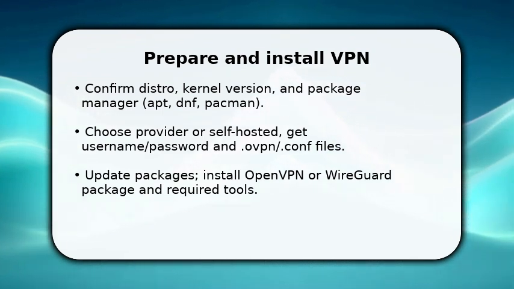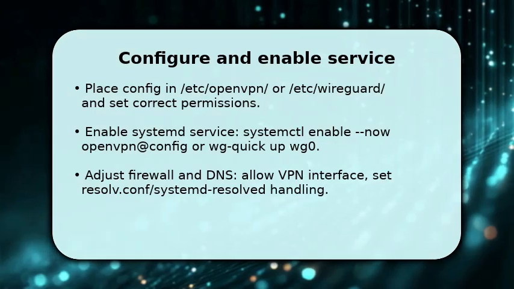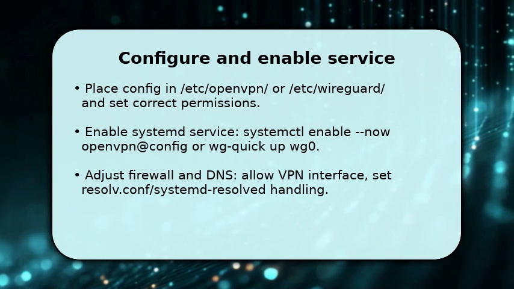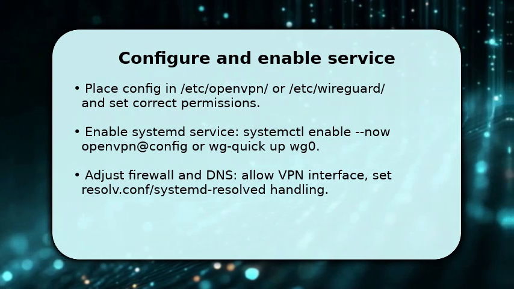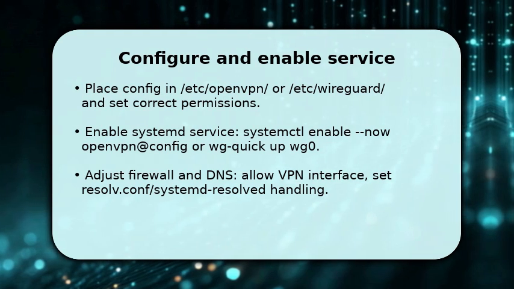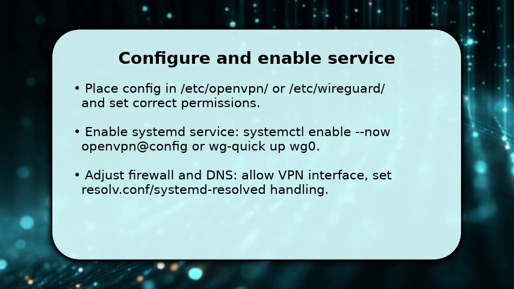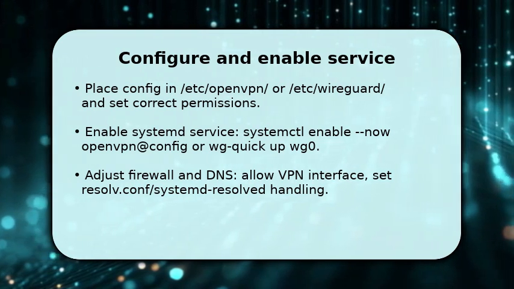and starting services. Now move configuration files into the proper system locations and set ownership to root with restrictive permissions so keys stay safe. Then start and enable the service with systemctl enable --now openvpn@myconfig, or run wg-quick up wg0 and enable it for boot.